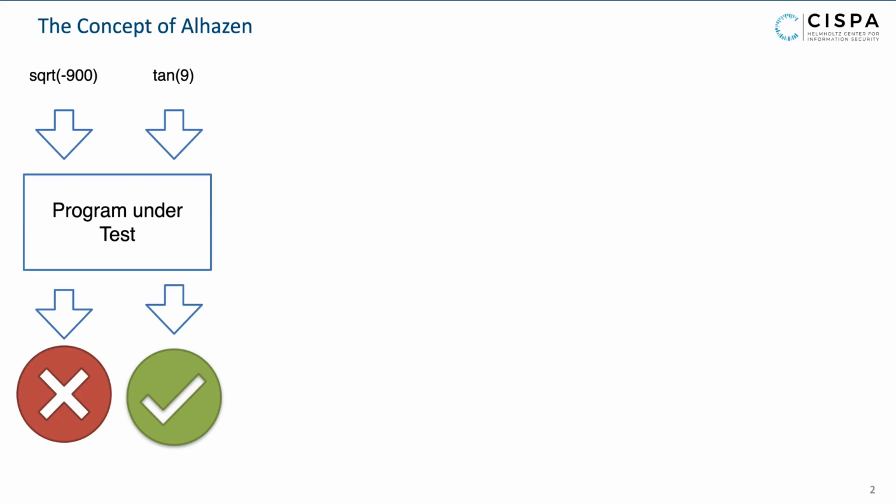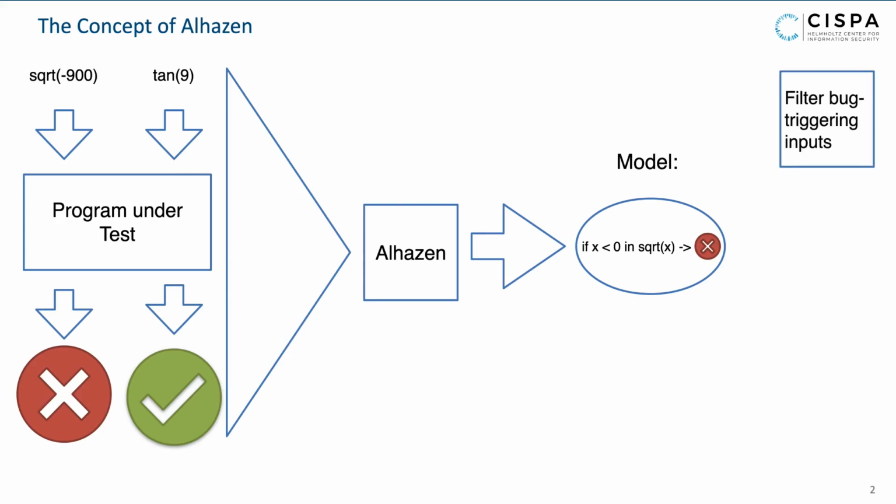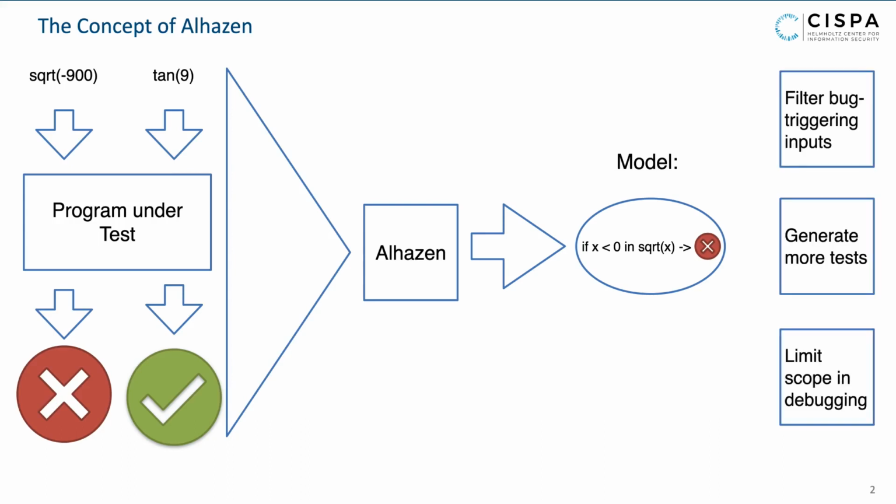Let's say you have a calculator program. The calculator fails on square root of minus 900 and behaves as expected on tangent of 9. Obviously, you would want to know why. Alhazen uses a context-free grammar to analyze the inputs and generates a model which explains why the failure occurs. In our example, the model would tell you that the program fails if x in square root of x is smaller than 0. You can use this model to filter bug-triggering inputs, generate more tests, or limit scope in debugging.